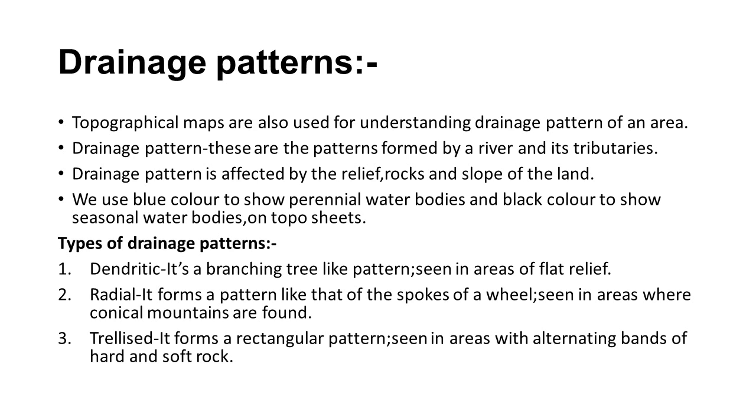Next are types of drainage patterns. There are mainly three types: dendritic, radial and trellised. Dendritic is a branching tree-like pattern. If you see in your textbooks, it's given there. Radial forms a pattern like that of the spokes of a wheel, and these are particularly seen in areas where conical mountains are found. Trellised forms a rectangular pattern, and it is seen in areas with alternating bands of hard and soft rock.